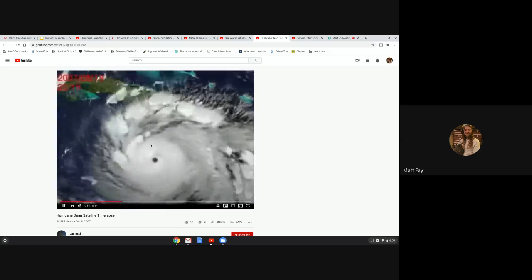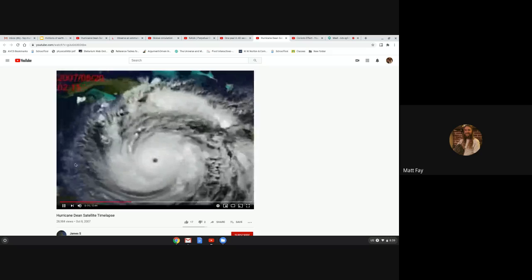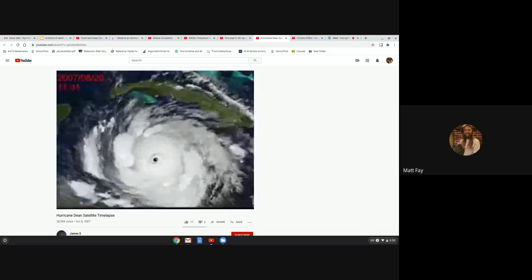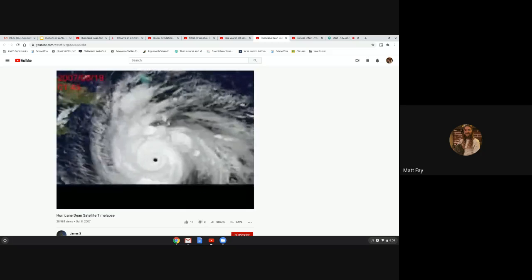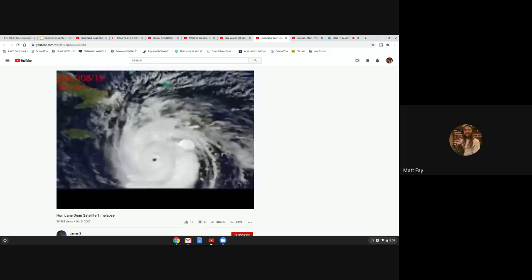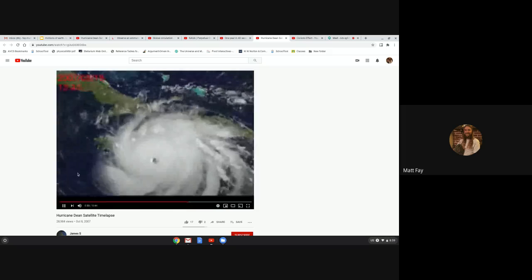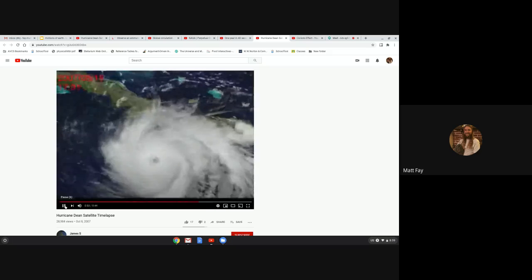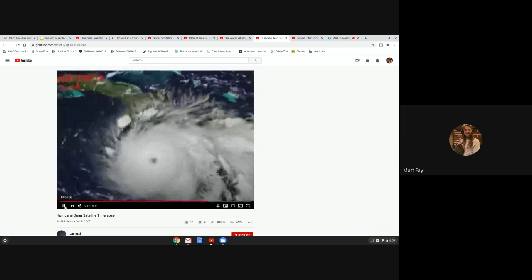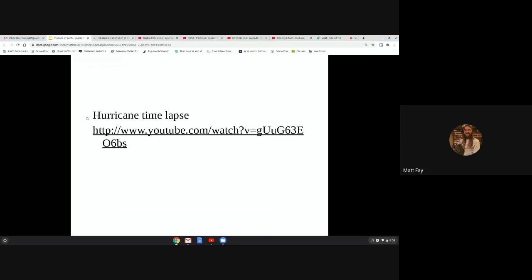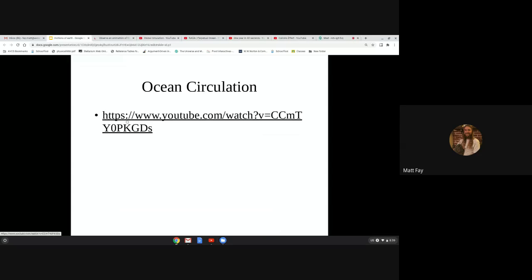And the reason it is spinning is because the rotation of the Earth underneath it produced a spin in this giant storm. Right? And they actually spin in one direction in the northern hemisphere and the opposite direction in the southern hemisphere. So this is evidence of the Coriolis effect, which is evidence that the Earth is spinning. Okay, here's a video of ocean circulation.